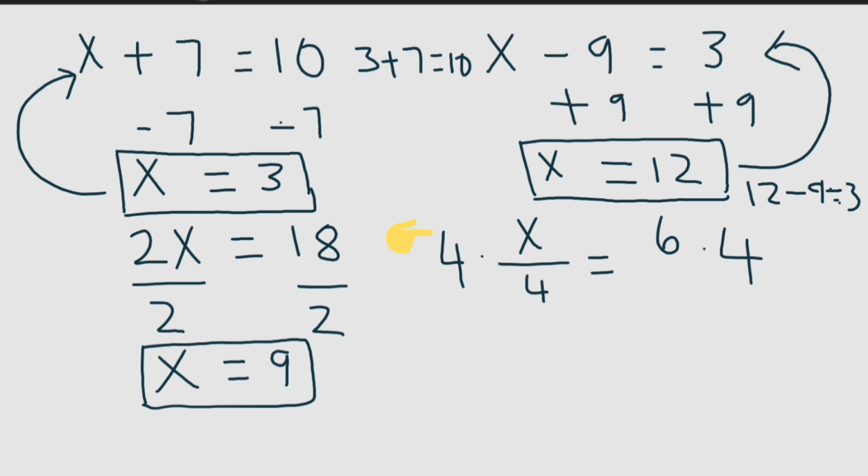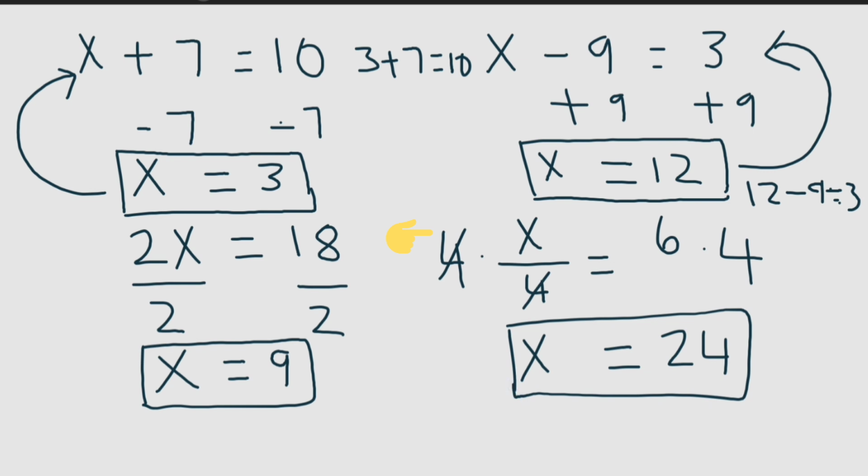Now let's go ahead and simplify this equation. So 4 divided by 4 is going to be 1. You can just cancel that out. We're left with x is equal to 6 times 4, which is 24. So x is equal to 24.